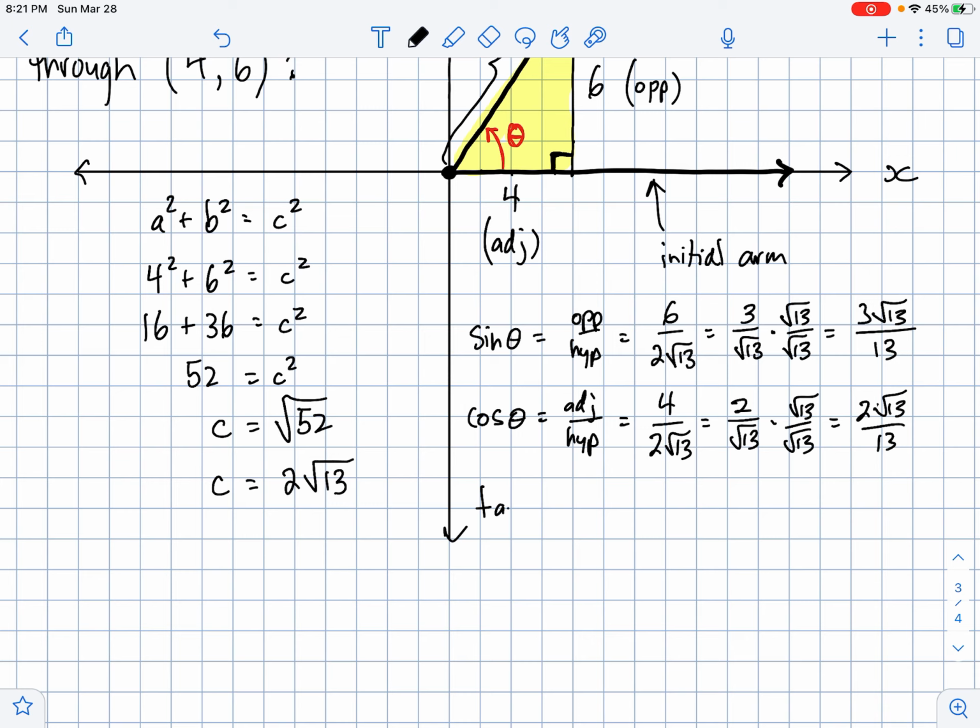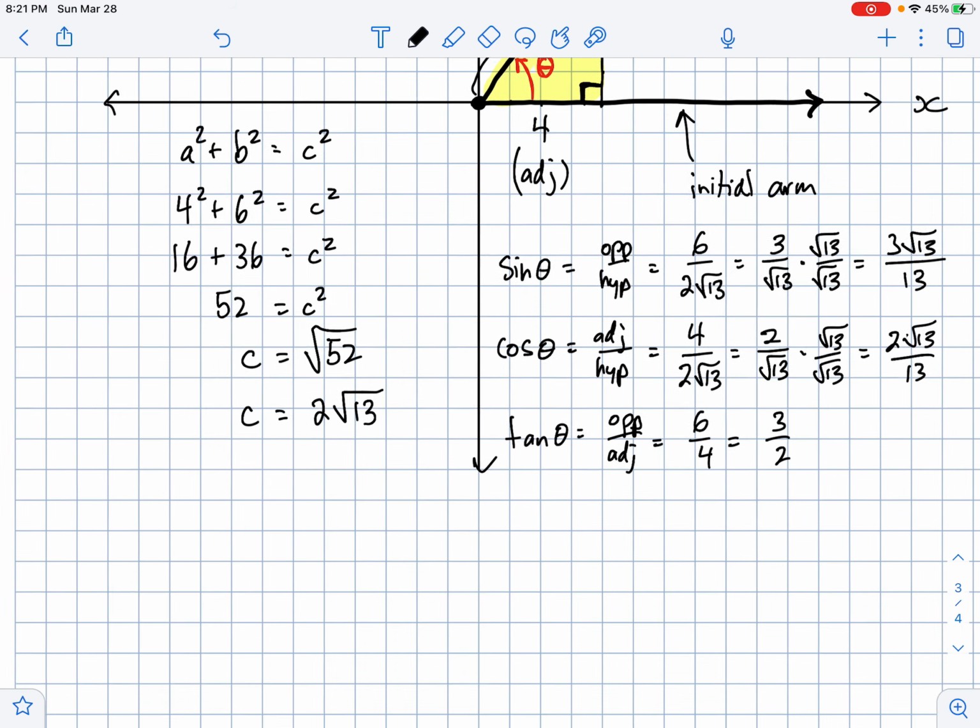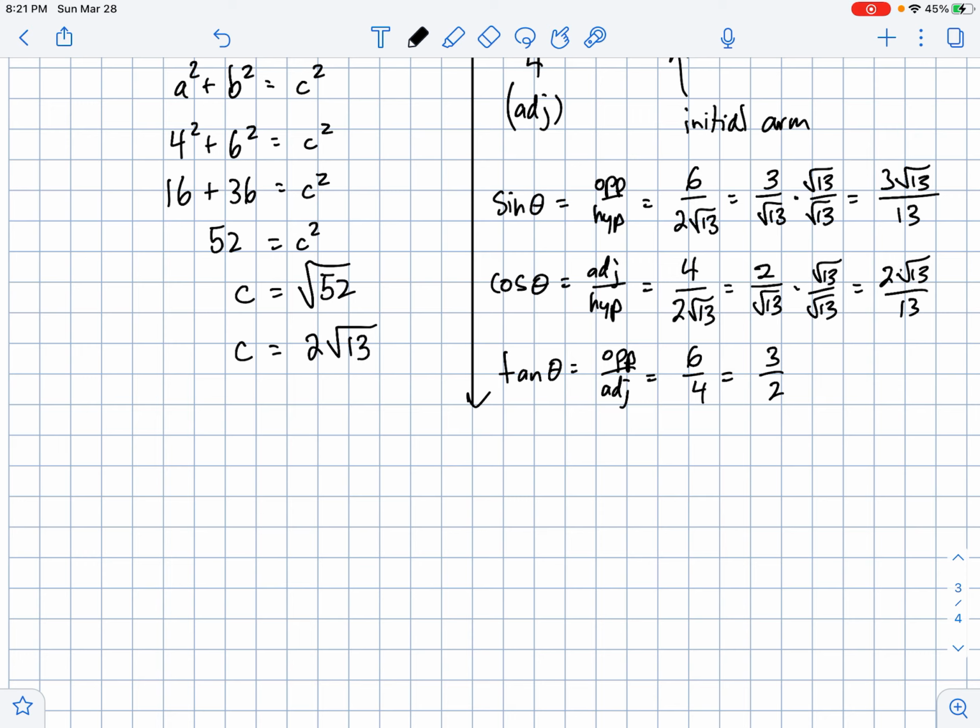And then tangent is opposite over adjacent. So that is 6 over 4, which simply reduces to 3 over 2. I'm going to leave it as a fraction, though it does equal 1.5 if you want. So those are the 3 trig values. The sine is 3 root 13 over 13, cosine is 2 root 13 over 13, tangent is 3 over 2. If I want to know what theta is, I would choose the easiest one, and I think that's tangent. So tangent theta equals 3 over 2.